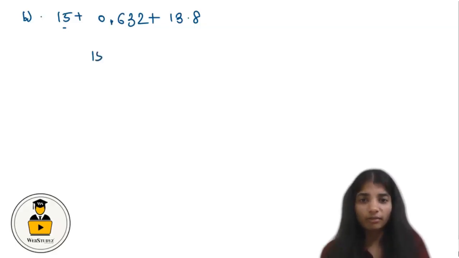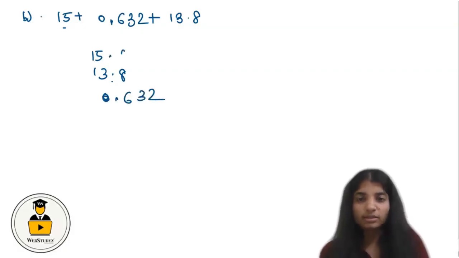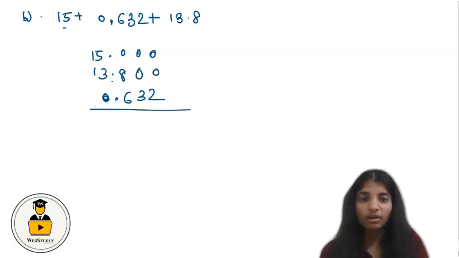What I am trying to convey is that, look, 15 is here, so 15 plus 13.8. So the decimal is here. The next decimal must be exactly below this. That becomes 0.632. And we know that zeros after decimals are not significant. We can add as many zeros as we need. So this is 0 plus 0 plus 2 is 2. 0 plus 0 plus 3 is 3. 0 plus 8 is 8.